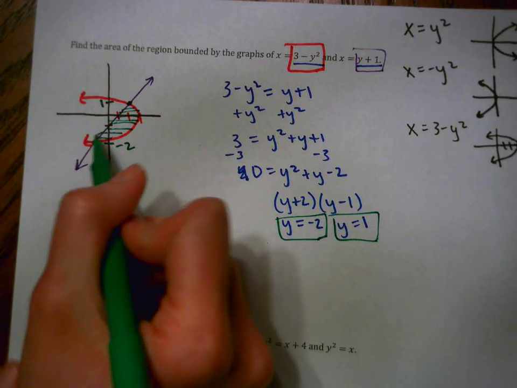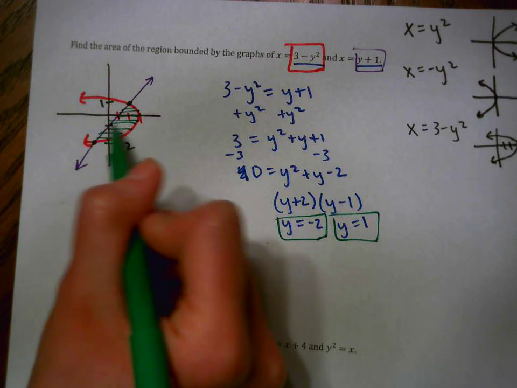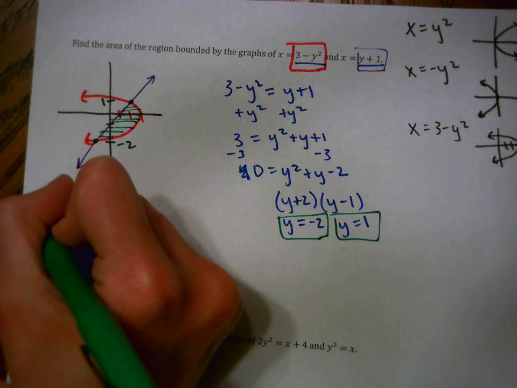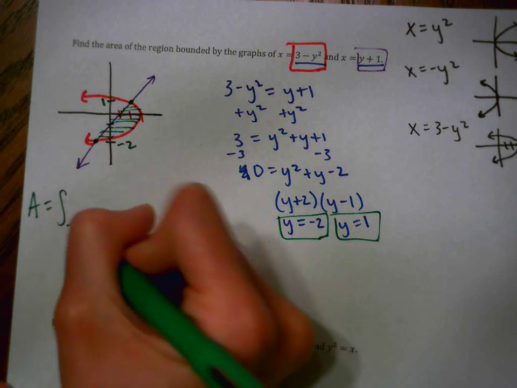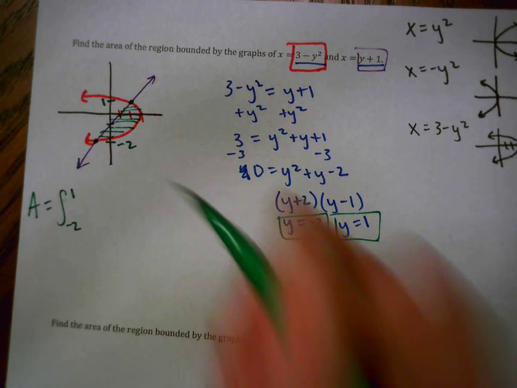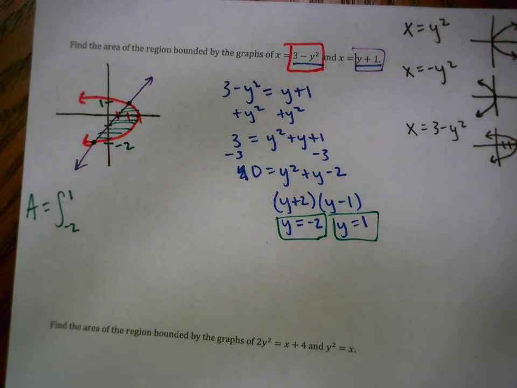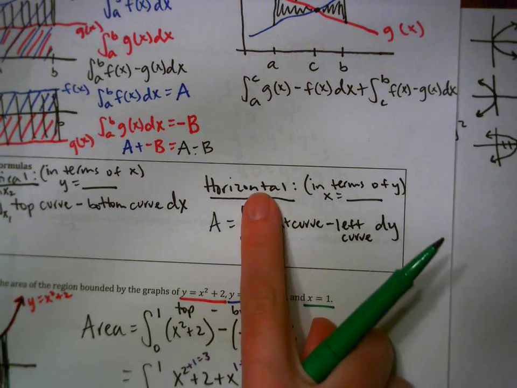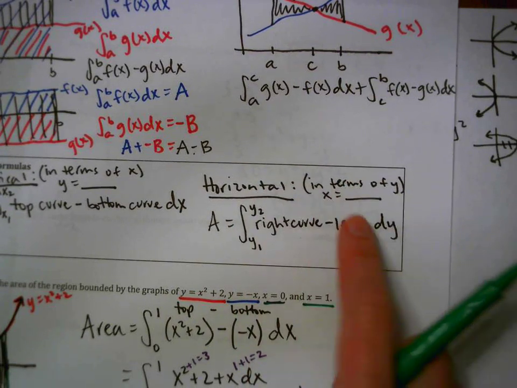So what does that mean? You started drawing horizontal lines as low as -2 and you kept drawing them up to 1. So when you create your integral to know the area, -2 is your A, 1 is your B, and you're going to go right minus left, right? We're using this formula because we drew horizontal lines and our function was in terms of y. It's x equals.